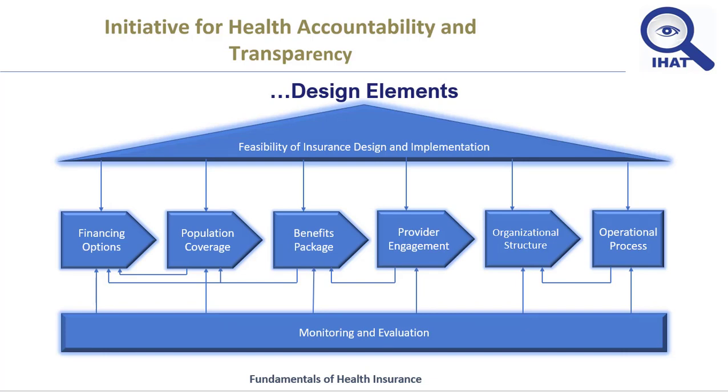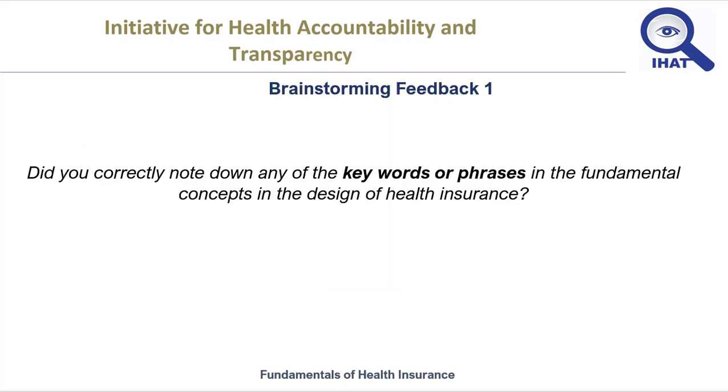This is a pictorial representation of the elements. Overarching as the roof is the feasibility of the insurance design and implementation. It is important to assess the feasibility or possibility of the design as it cuts across all the other elements to know whether they are implementable or not. Also at the base is the monitoring and evaluation. All the elements need to be monitored and evaluated at their different stages of design and implementation.